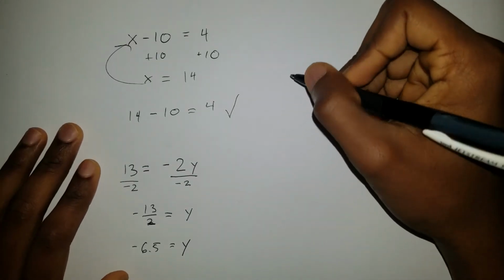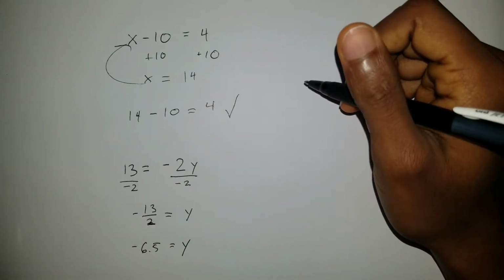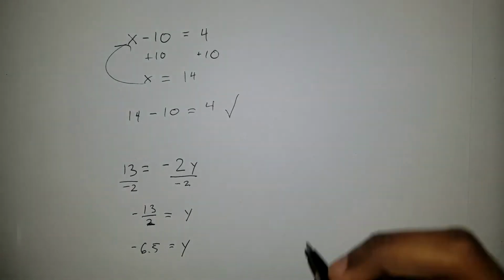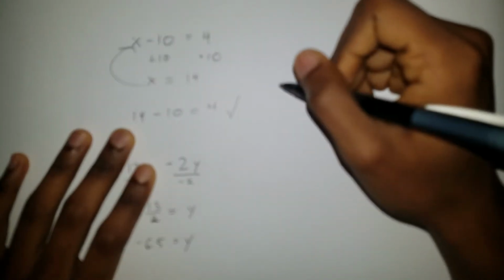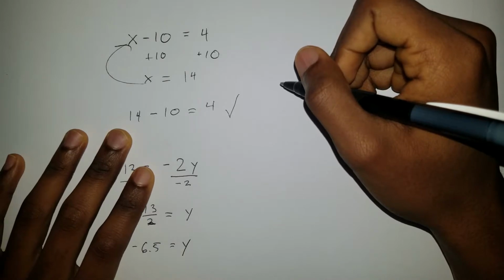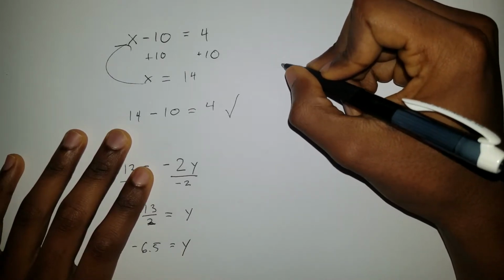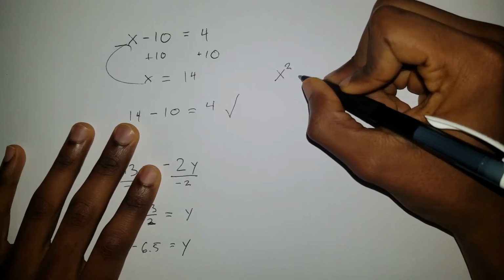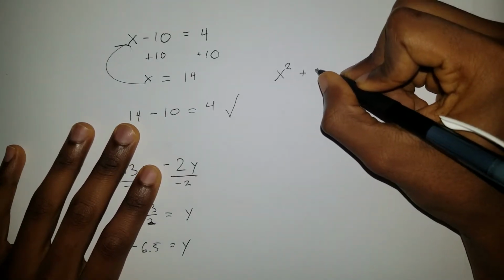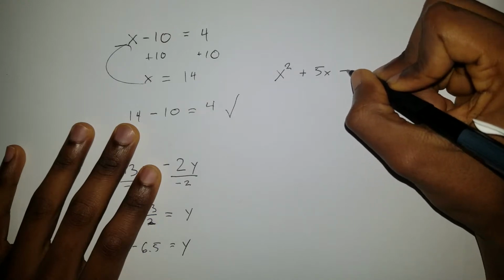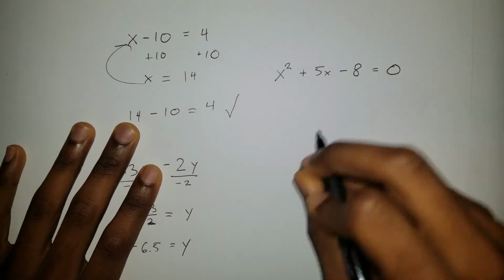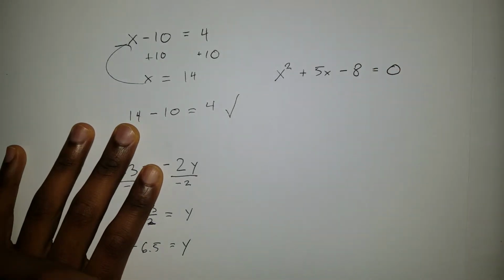Let's say we have some random equation. We talked about powers and exponents, so we should be able to talk about this equation I'm about to show you. So we have x squared plus 5x minus 8 equals 0. How do we solve that one?